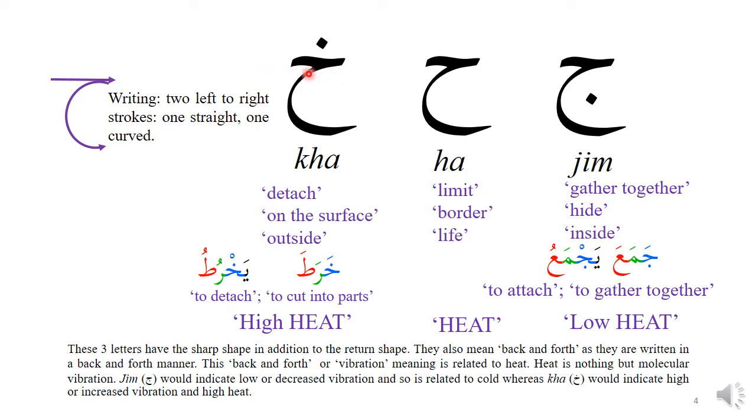So this meaning is hidden in these letters, that there is a back and forth, or you can say a vibration, right? And as you know, temperature or heat is nothing but molecular vibration. And so it makes sense that when the vibration is low, as in Jim, it will be cold, right? When the molecular vibration is low, it will be cold, and when the molecular vibration is high because the dot is high up, that would mean high heat. You will soon see how it means. So basically, Ha is related to heat, and Jim would be related to low heat or cold situation, and then Kha would be related to high heat.